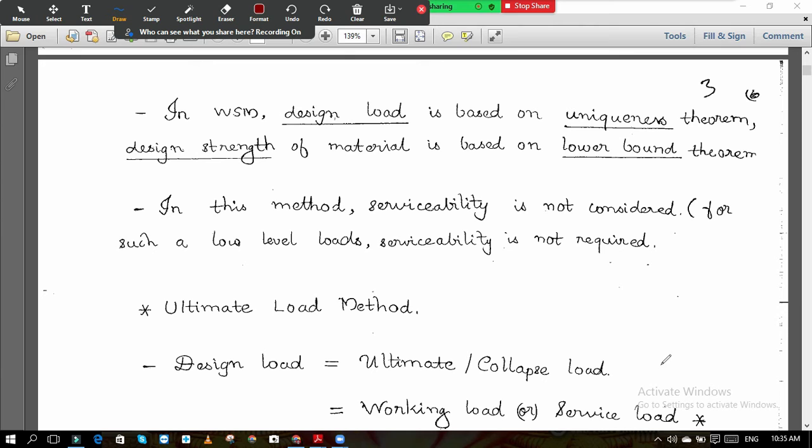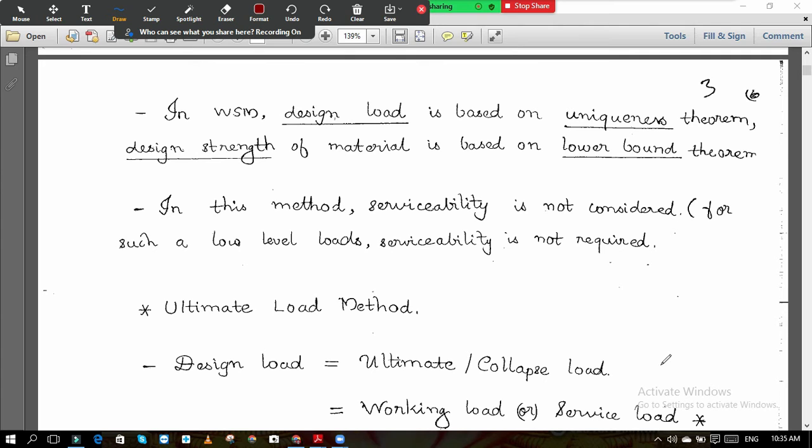So in the working stress method, design load is based on the uniqueness theorem. The design strength of material is based on lower bound theorem. Okay, so in this method, the serviceability is not considered. For such low level loads, serviceability is not required. So what is the difference? In the working stress method, serviceability is not considered.